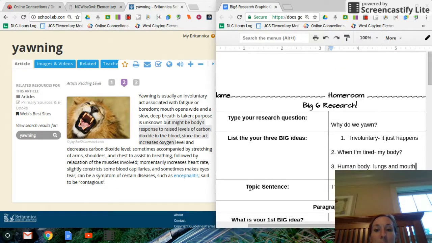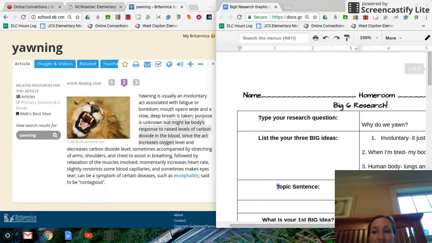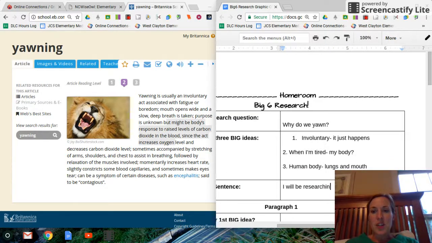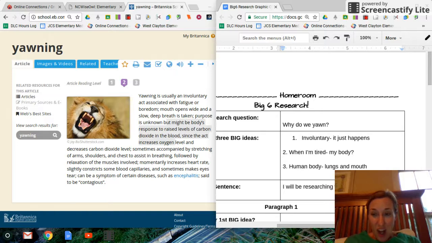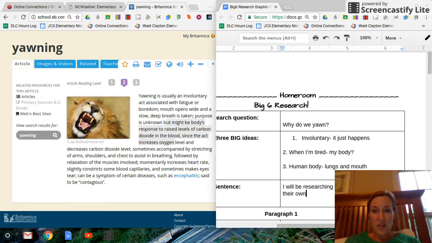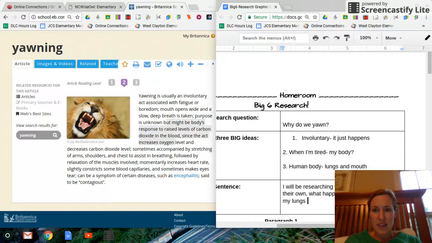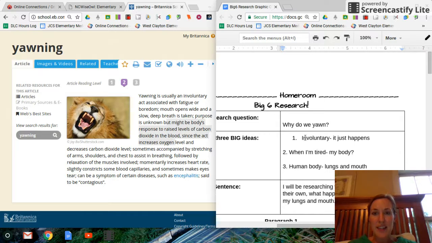So now I'm going to come to my topic sentence, which is right here. And I've kind of already started it for you. I will be researching why things happen on their own, this involuntary word. I'm going to be researching why things happen on my own, what happens when I'm tired, and what's going on with my lungs and mouth. All right. It's a rough question, but it covers my 3 big ideas.